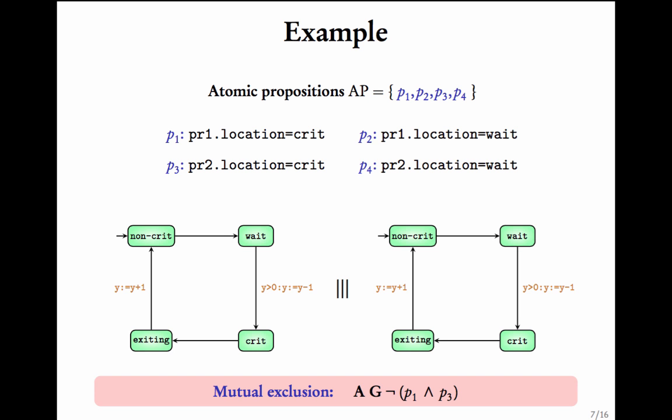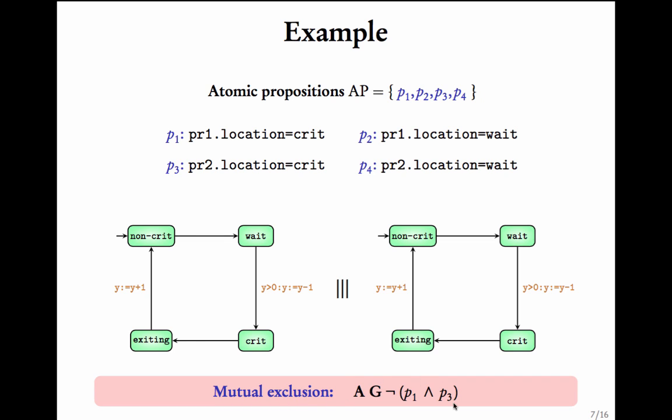So let's look at the mutex example. You have two programs. They are identical threads and they are accessing a shared resource, and this Y makes sure that the critical section is not handled by both the processes at the same time. We have seen this example multiple times. Now the mutual exclusion property is that at no point of time are both the processes in the critical location simultaneously.